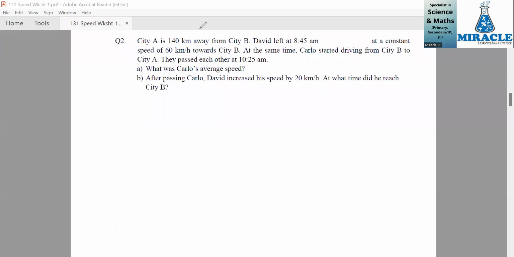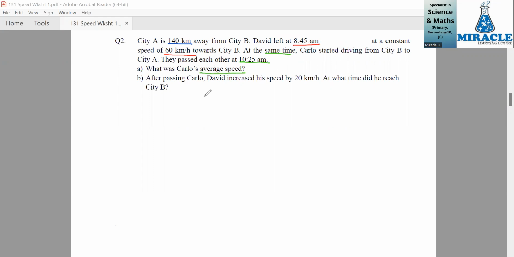Question 2. City A is 140 km away from City B. David left at 8:45 a.m. at a constant speed of 60 km/h towards City B. At the same time, Carlos started driving from City B to City A. They passed each other at 10:25 a.m. So what was Carlos' average speed?